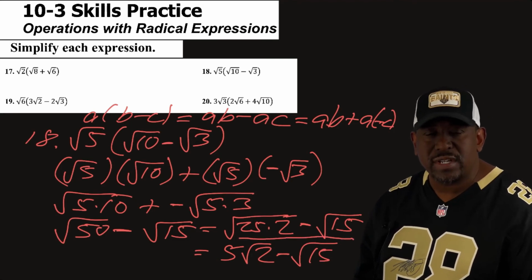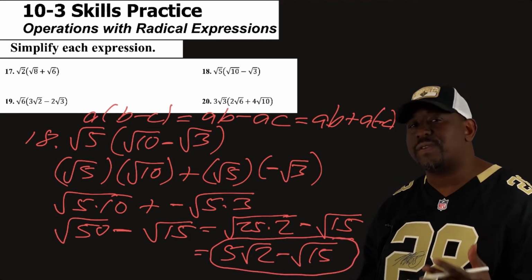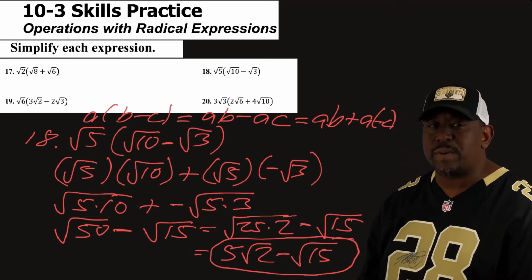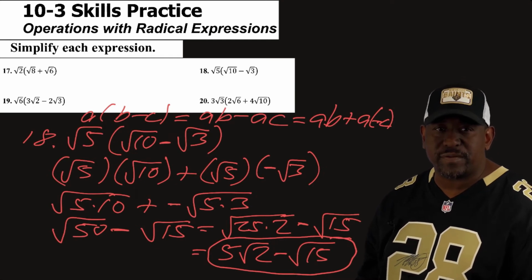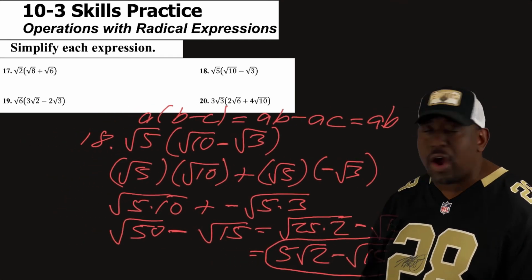which will be our final simplified answer. You have to simplify radicals as much as possible. So if you have a perfect square that's a factor, you have to simplify it as much as possible, as this problem illustrates.